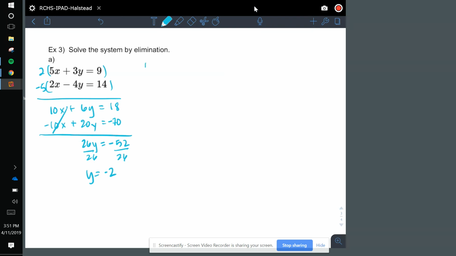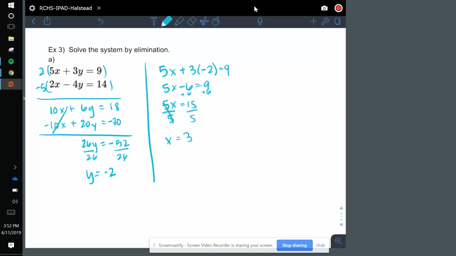So now I got to find my x. So either equation, I'll just use the top one. So 5x plus 3 times negative 2 is equal to 9. So 5x minus 6 is equal to 9. 5x, add 6, is equal to 15. Divide by 5. So x is equal to 3. So my point of intersection is 3, negative 2.